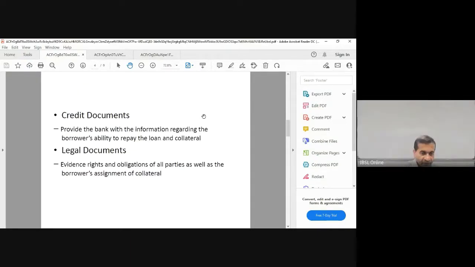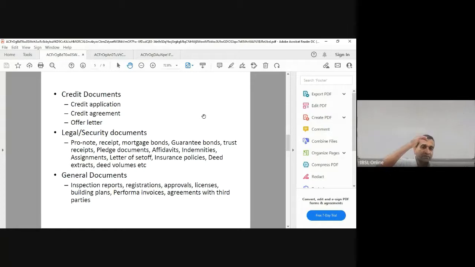And if you just look at what these documents are, there are legal documents, basically related to mortgages and things like that. And then credit documents: credit application, credit agreement, offer letter, things like that. Also security documents: flow notes, receipt, mortgage bonds, guarantee bonds, trust receipts, pledge note, all that stuff. And general documents like inspection reports, registrations, approvals, licenses, building plans, things like that.